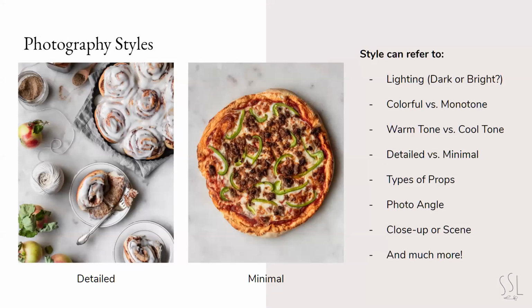So let's start with photography style. Photography style is basically the consistent look you go for in each and every photo that you take. There are many photography styles, which we will go over, but style itself involves a lot of different things, including the type of lighting you use, whether you use lots of color or keep it more monotone, if your photos have more of a cozy, warm tone, or if they're kind of sleek and cool toned. Style can also include if photos are very detailed or if they're more minimal, and it can even get into the types of props you use, the photography angles you like, if you prefer close-up shots, or if you like entire scenes, and more.